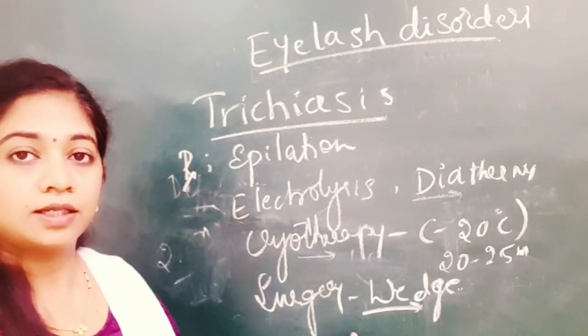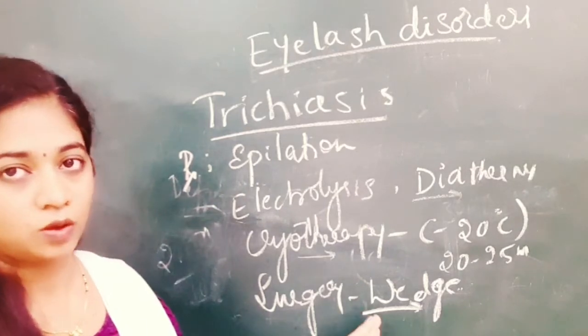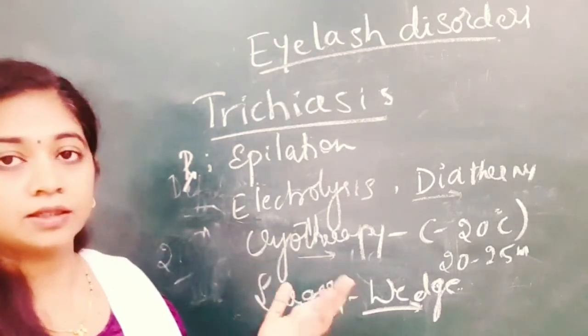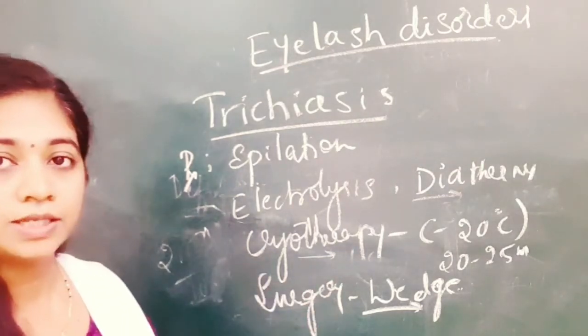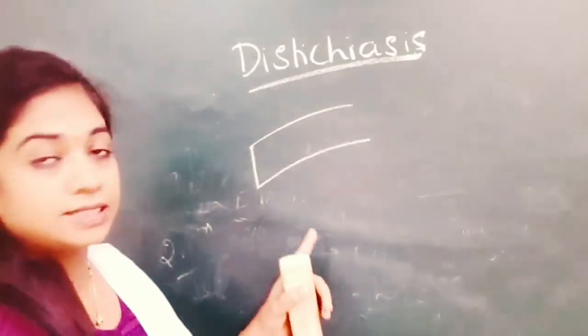In surgery, we have wedge resection of the lower eyelid, where you are epilating the eyelashes permanently. So these are the treatment options available for trichiasis. So the next topic is dystichiasis.